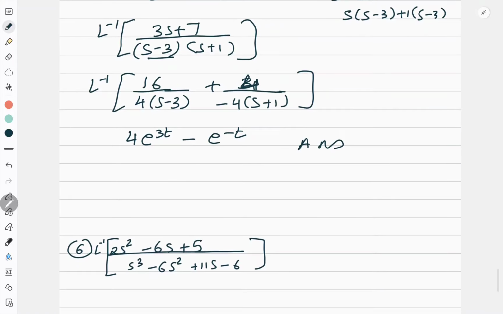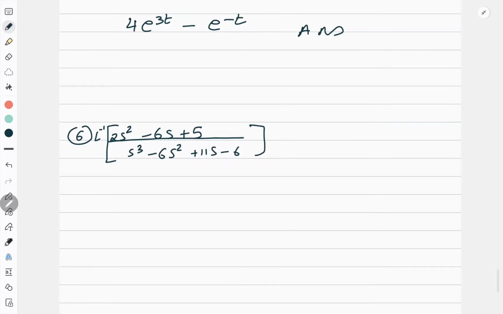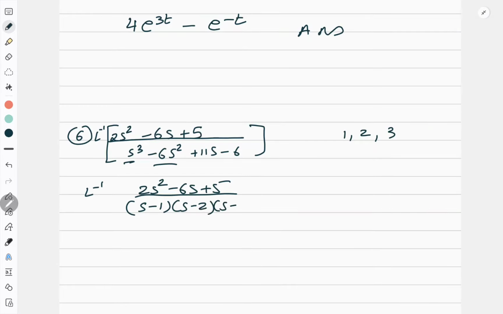Simple. Case 1 is very easy. Now see, this question is very important. They have given it in a term like this. Now there are a few questions like that where you take the common factor and you can find the factors. But the best way is to use your calculator. When you put it in the calculator, you will get 1, 2 and 3. So I can write it as Laplace inverse of 2s square minus 6s plus 5 upon s minus 1, s minus 2 and s minus 3.